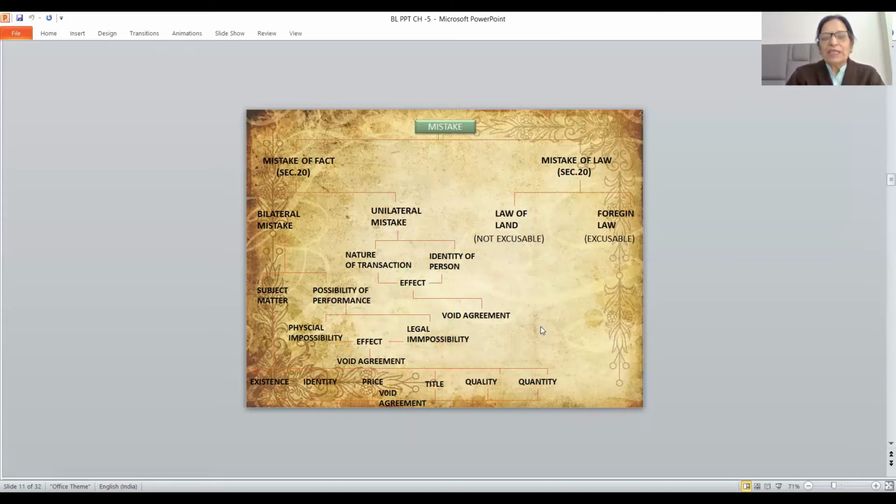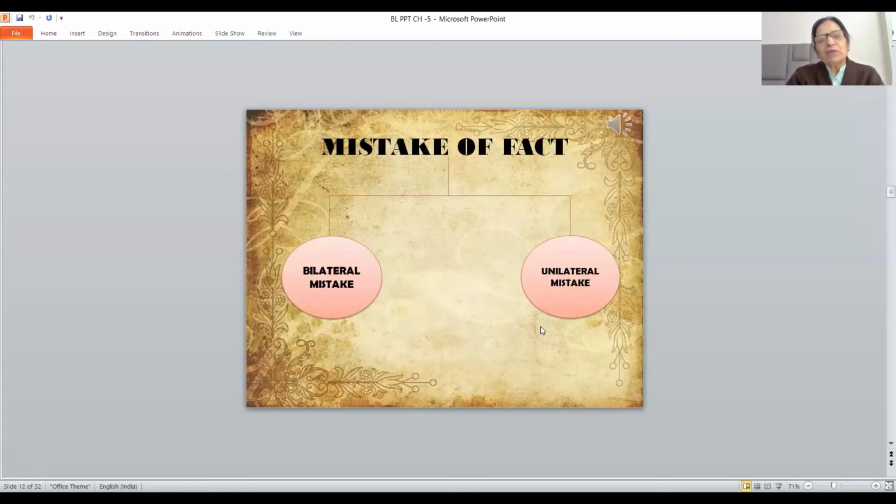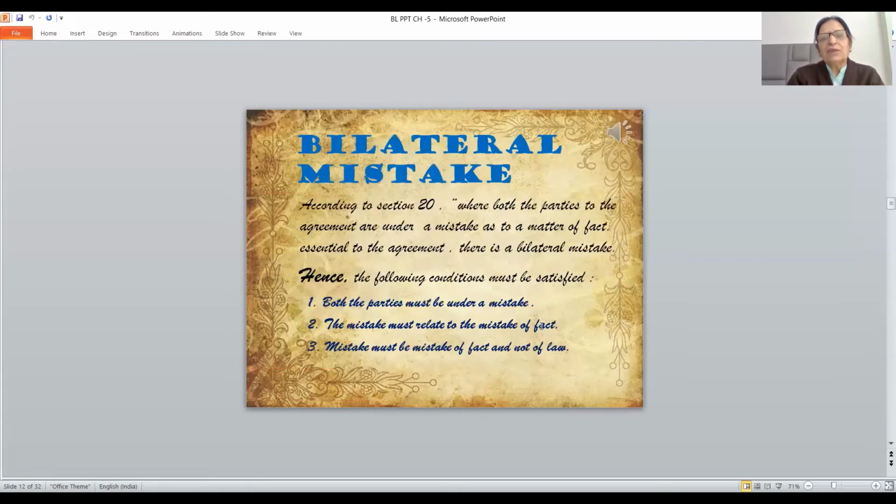And now friends, I would like to explain types of bilateral mistake and then unilateral mistake. Now mistake of fact, I have told you, may be of two types. One is bilateral and second is unilateral. Now what is bilateral mistake? According to section 20, where both the parties to the agreement are under mistake as to a matter of fact essential to the agreement, that is called bilateral mistake. But there are some conditions which have been laid down under section 20 which must be satisfied. Now, which are these conditions? First, both the parties must be under a mistake. Second, the mistake must relate to a matter of fact. And third, the mistake must be a mistake of fact and not a mistake of law.